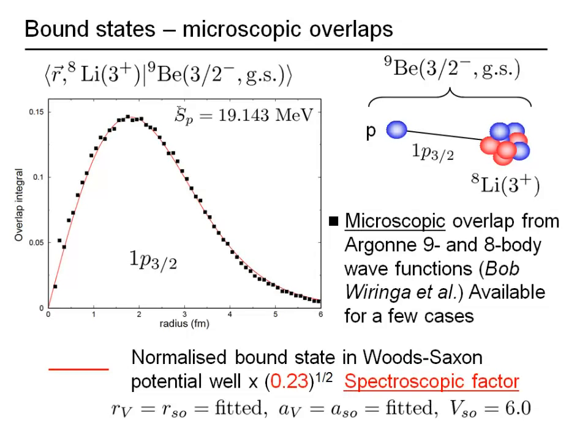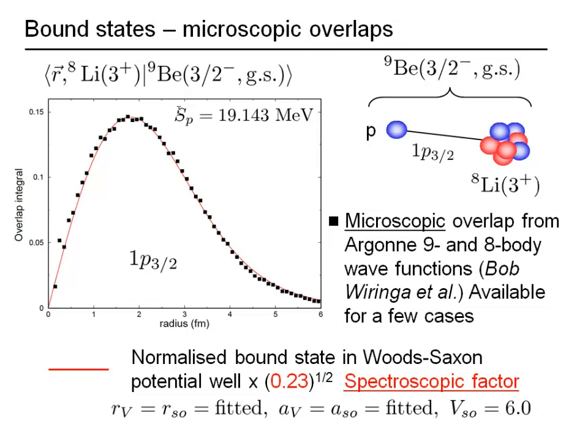And what I've shown you here, an example, these dots on this curve are the radial overlap function, the bound state, if you like, of a proton with respect to lithium-8 in a 3+ state in beryllium-9, calculated from first principles. Okay? So we can ask the question, if I take a proton out of beryllium-9 and leave lithium-8 in a 3+ state, what does the wave function of that proton look like? Okay, that's the question. And that's what it looks like.